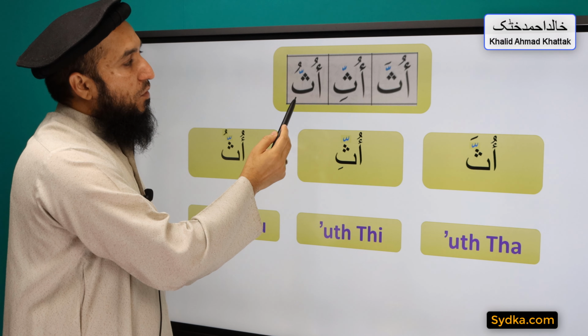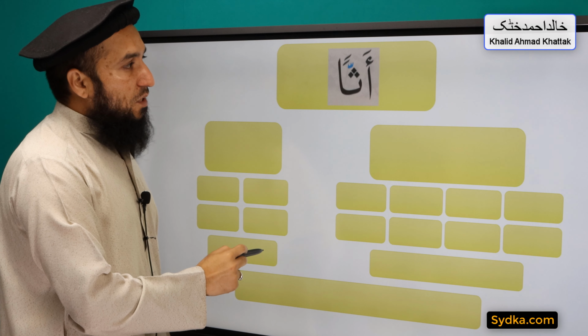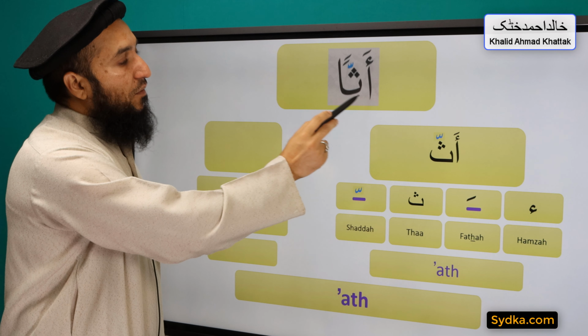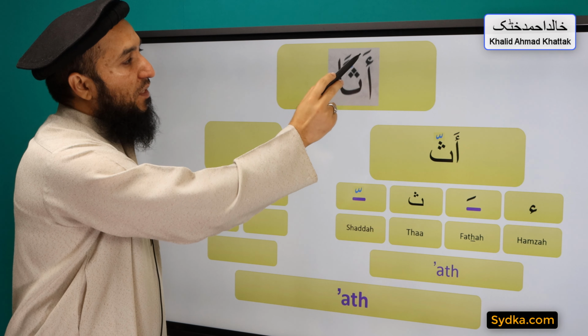The next word we have is athan, and it can be divided into two syllables. The first syllable we have is hamza, fatha, tha, shadda, ath. Hamza is a light letter, it has fatha on top of it, it is followed by tha, tha has a shadda. This alif is silent and it is used as a shape for hamza.